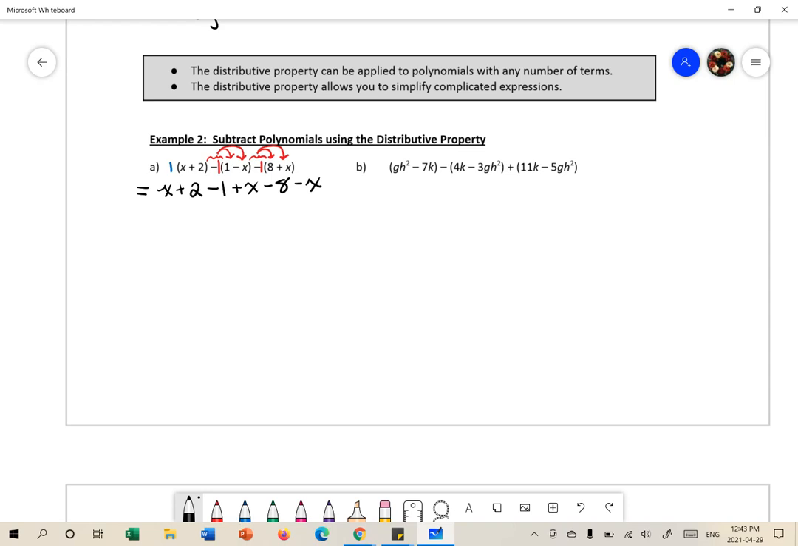Next, let's collect like terms. And finally, we can simplify like terms. X plus x minus x. So these two x's are going to cancel each other out. So I'm left with just x. And then 2 minus 1 minus 8 is -7.